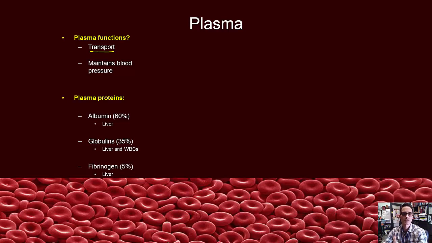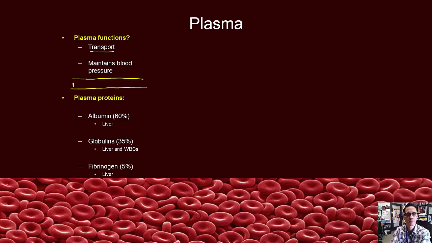What I want to spend a little bit of time talking about is plasma proteins. The plasma proteins in part help to maintain blood pressure. So what I'm going to draw here is a vessel. So this is a blood vessel.